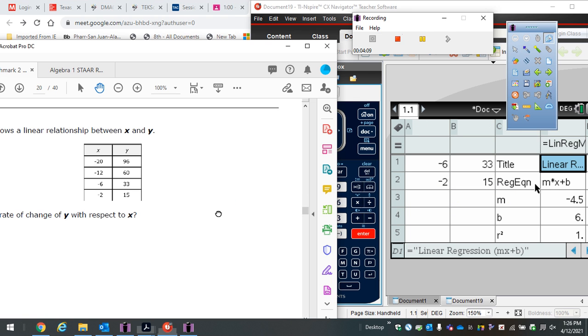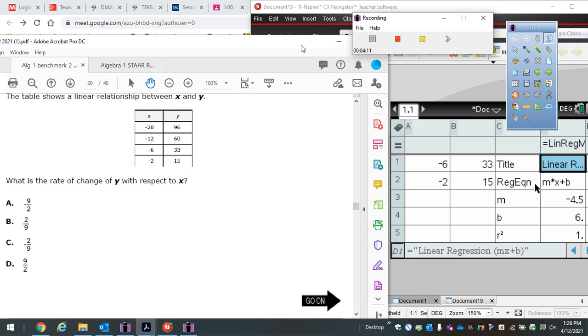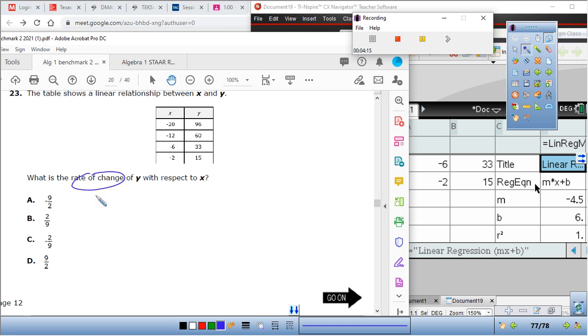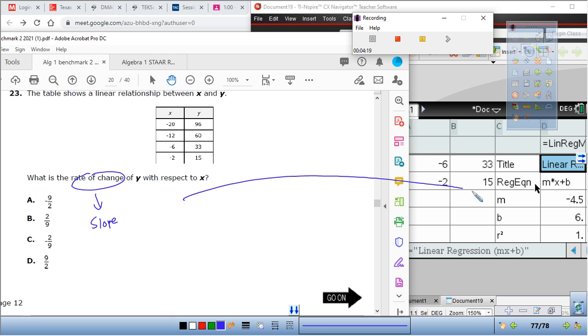Okay, let's see. What's the question asking? Rate of change, easy. Ooh, I'm sure that's negative, not these positive ones. Not that one.